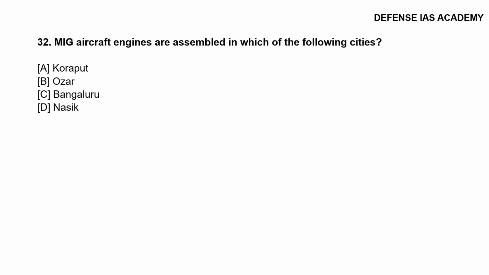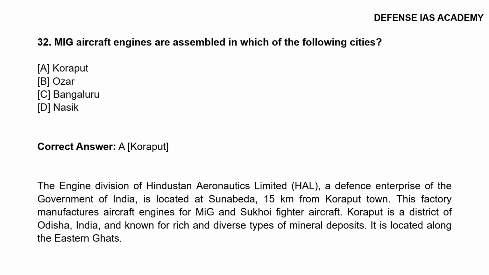Question 32. MiG aircraft engines are assembled in which of the following cities? The correct answer is option A, Koraput. The engine division of Hindustan Aeronautics Limited, a defense enterprise of the Government of India, is located in Sunabeda, 15 km from Koraput town. This factory manufactures aircraft engines for MiG and Sukhoi fighter aircraft. Koraput is a district of Odisha, India, known for rich and diverse types of mineral deposits. It is located along the Eastern Ghats.